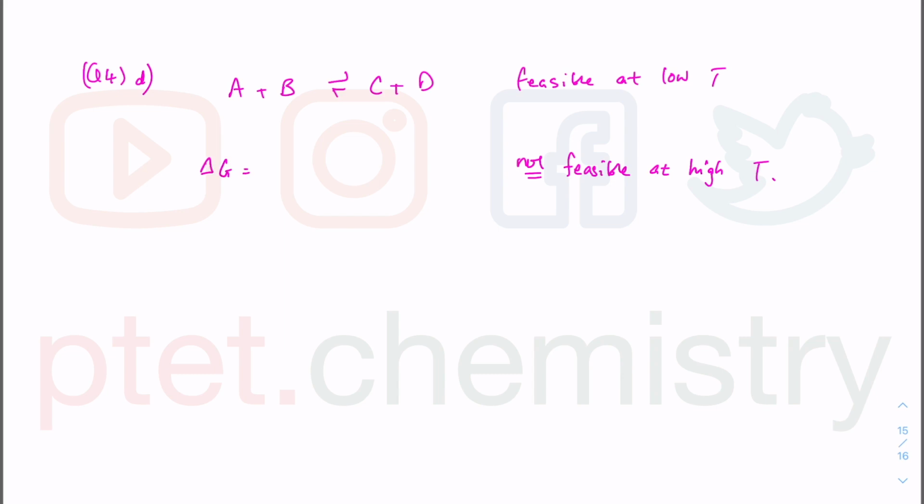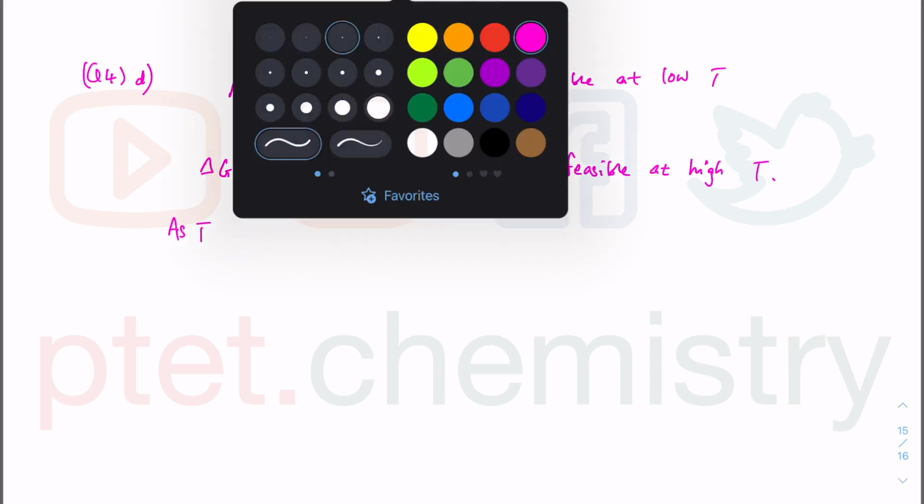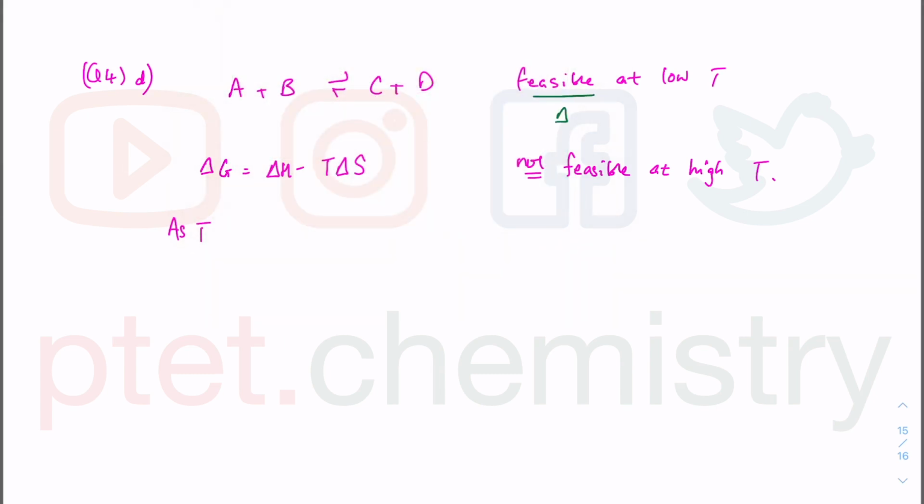So delta G equals delta H minus T times delta S. We are not being told that these are standard conditions, so we are not going to put in the standard conditions there. Regardless, we know that it becomes feasible at low temperature. If you think about it, feasible would mean delta G is less than 0, whereas not feasible would mean delta G is greater than 0.